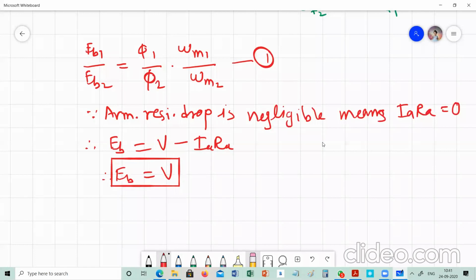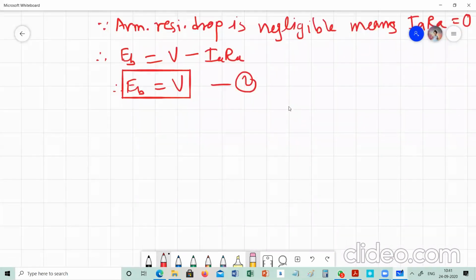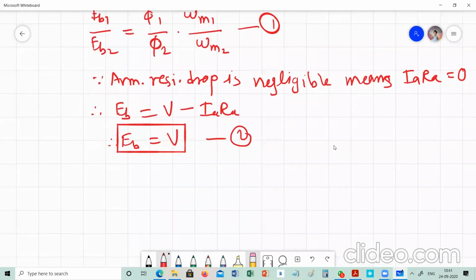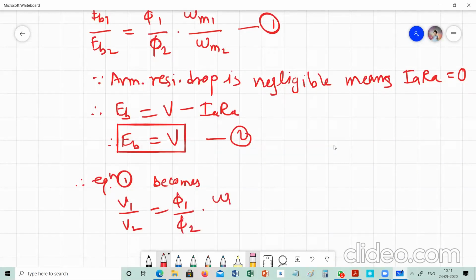Okay, EB is equal to source voltage V. So equation 1 can be written as: in place of EB1, I can write V1. Therefore, equation 1 becomes V1 by V2 is equal to phi1 by phi2 into omega m1 by omega m2. This will be the new equation.